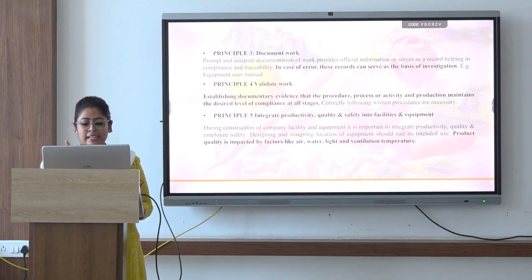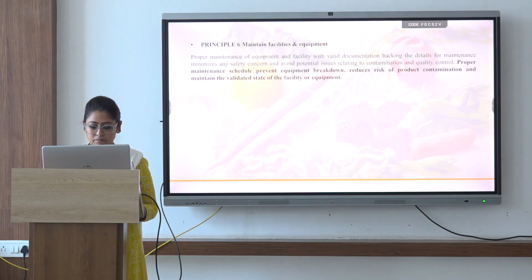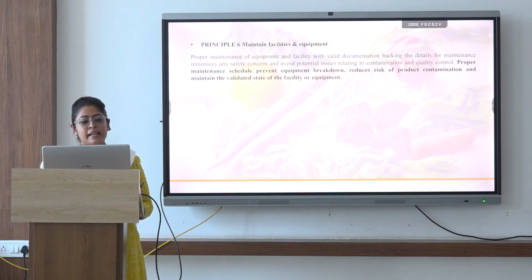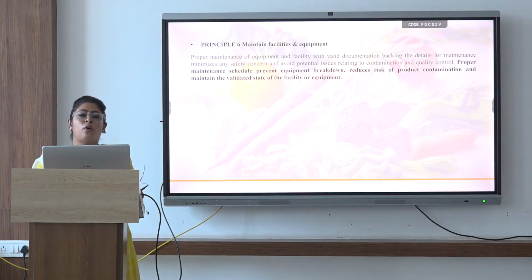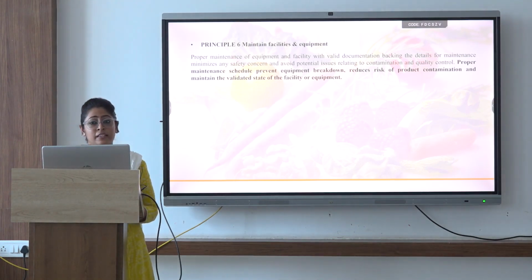So selecting and keeping in mind all the factors, your infrastructure and facility should be built in such manner according to the principle 5 of good manufacturing practice. The next principle 6 is maintaining the facilities and equipment. You have built, you have started your own company and you have all the required infrastructure and everything, but you need to maintain that always, right, to produce and to give consistently good quality of food product.